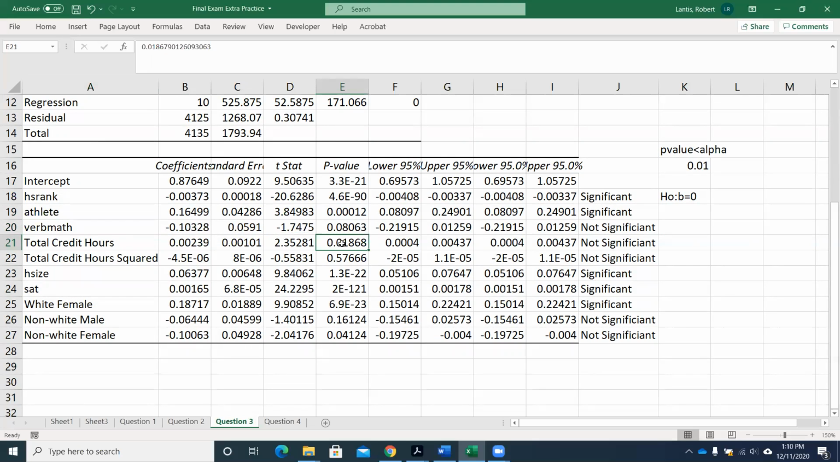Similar here, total credit hours, just barely not less than 0.01, so not significant, and so on. You can kind of imagine so on and so forth, right? And the one thing to remember here is when I say this e to the negative, remember we said those are basically p-values of 0, okay? Any questions on that?